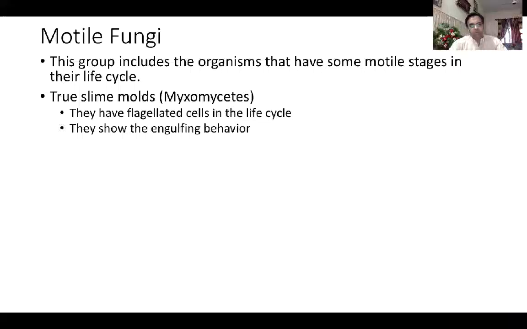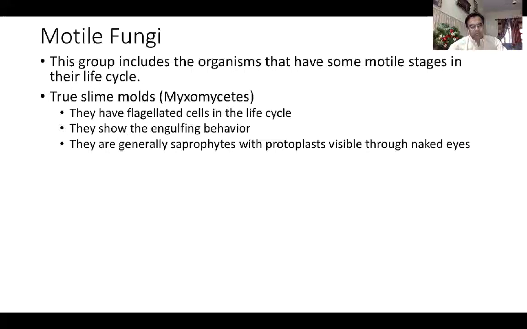Then they feed on smaller organisms like smaller spores or bacteria. They show engulfing behavior. So as I discussed earlier, the role of predator. Here you can see these are playing an important role in the soil ecosystem as predators by engulfing the smaller organisms. Then they are also important saprotrophs.